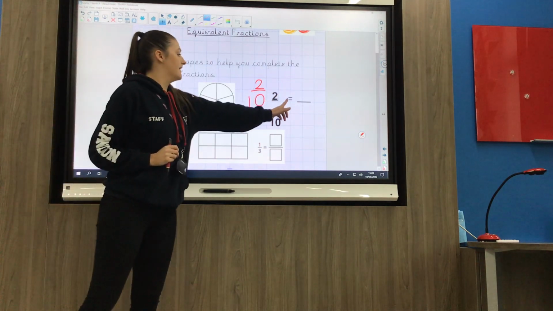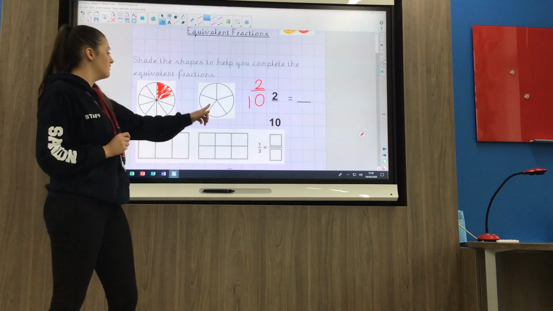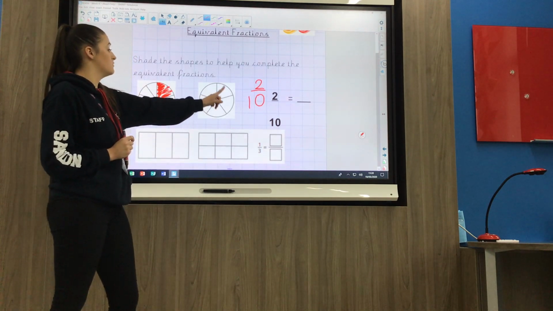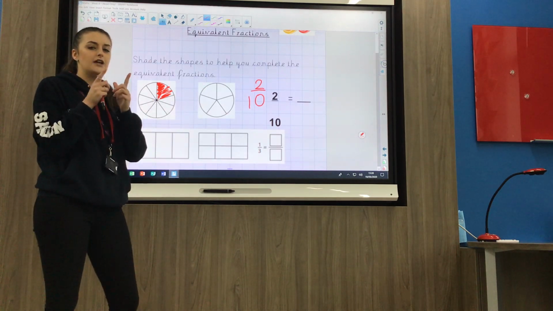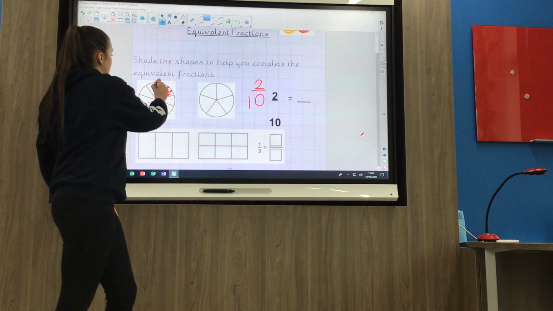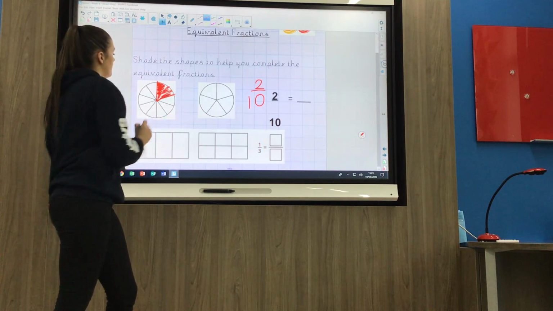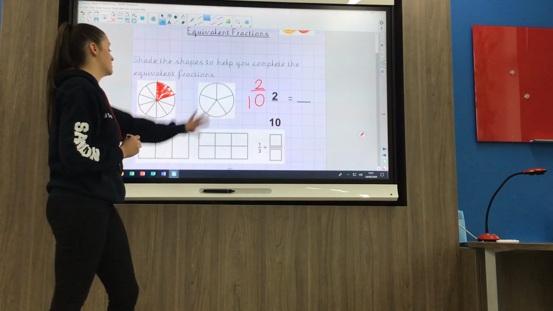Right, and then it's saying 2 tenths is equivalent to, it's equal to. Now I've got a shape here that's been split into 1, 2, 3, 4, 5 parts. And this is where we need to visualise, it means we need to look carefully. So if I have a look at this section here that I've shaded in, I've got to make sure it's the same on this shape here.